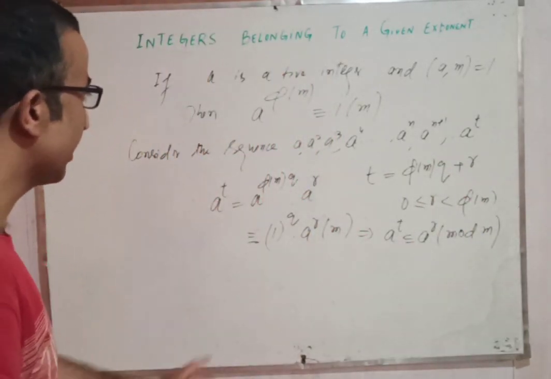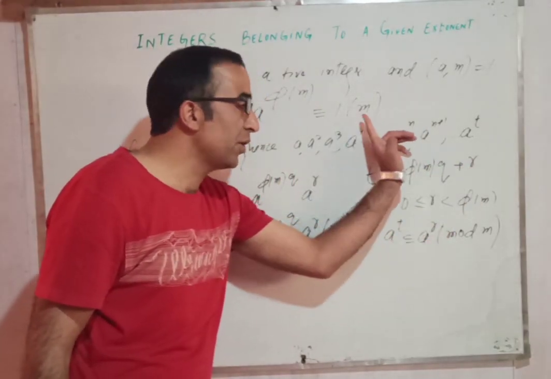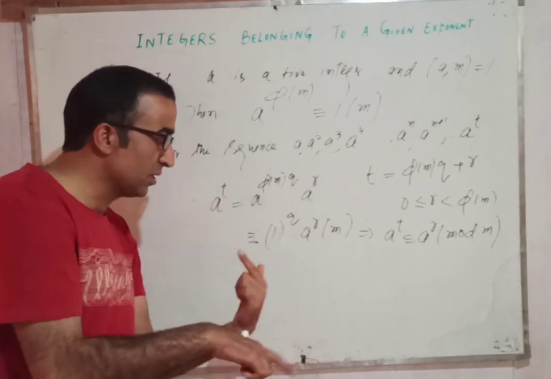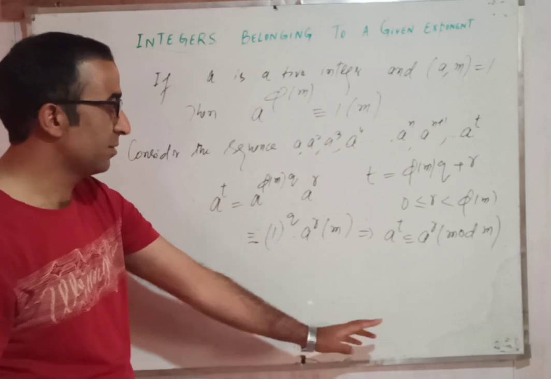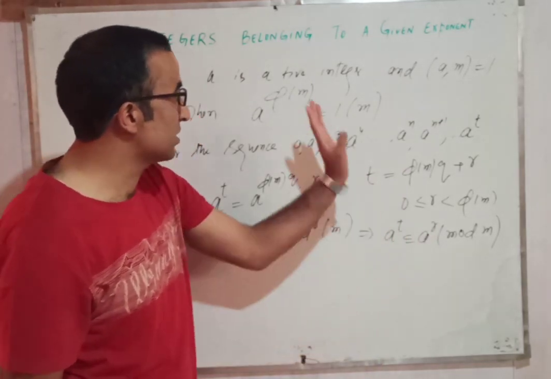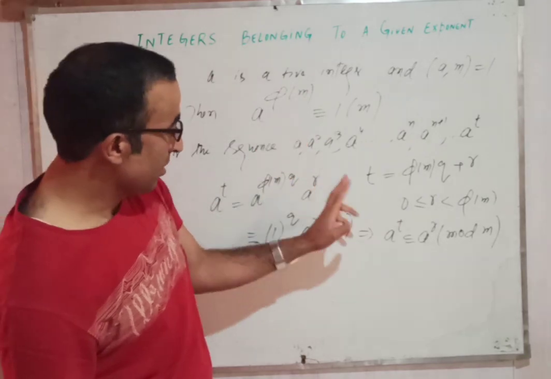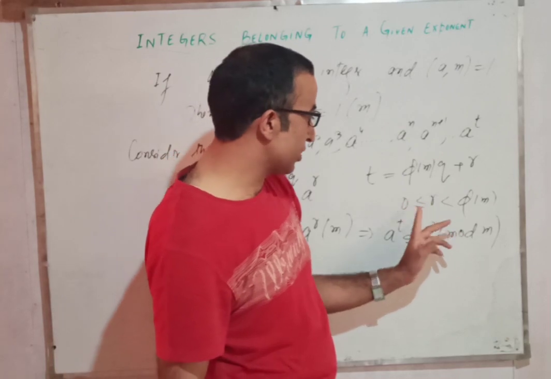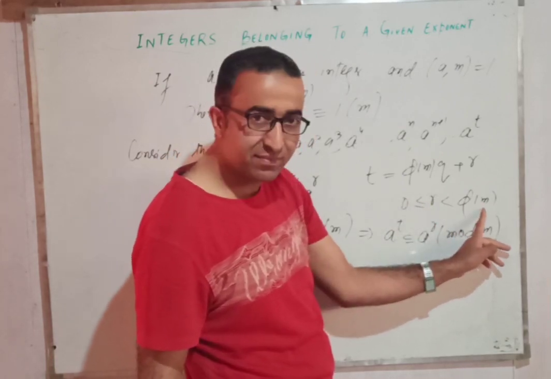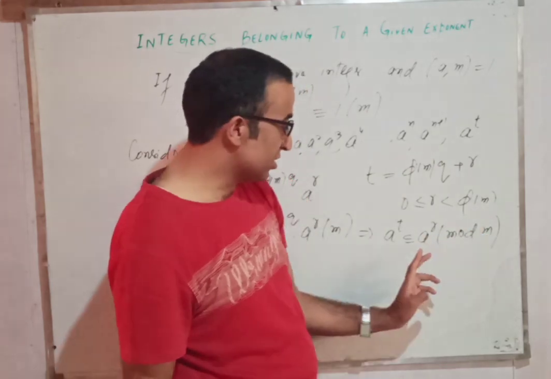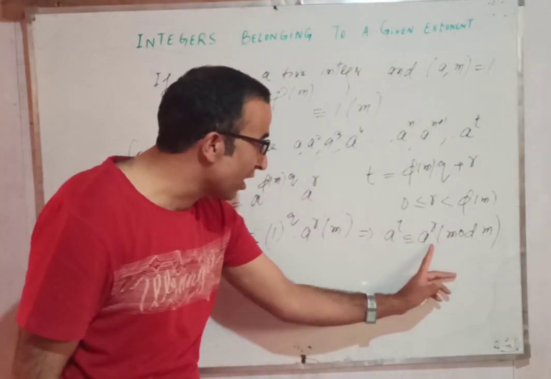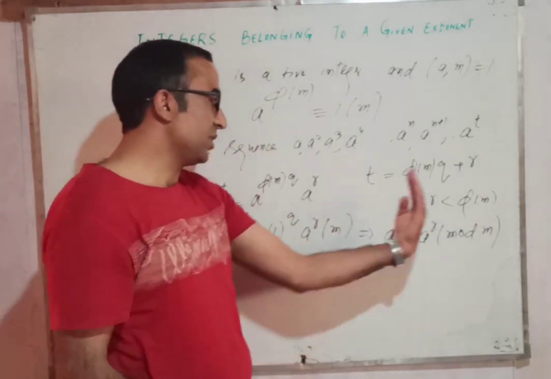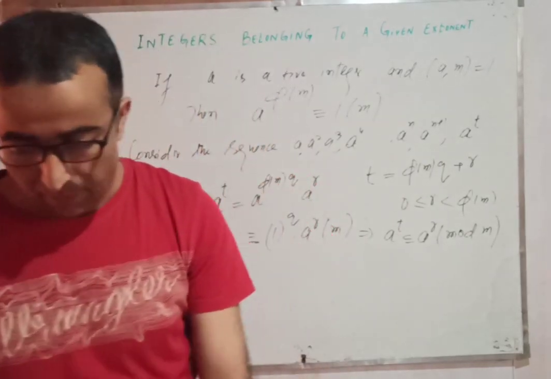So I can say that when I construct this very sequence in modular arithmetic with modulo m, this sequence will be definitely periodic. After some stage, this will repeat, because you have r, a power t. T was some integer bigger than phi of m. Here r has a restriction. r is greater than or equal to 0, but strictly less than phi of m. So a power t is equal to a power r, but r is less than phi of m. Means after this phi of m, it will exactly repeat.